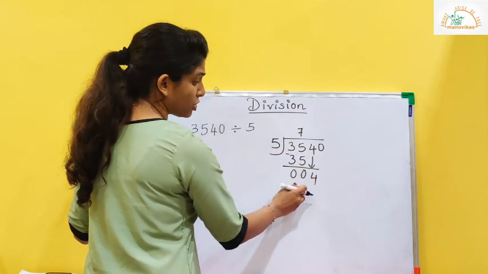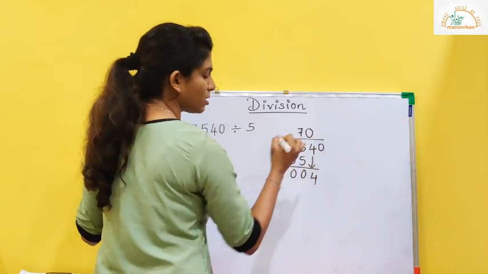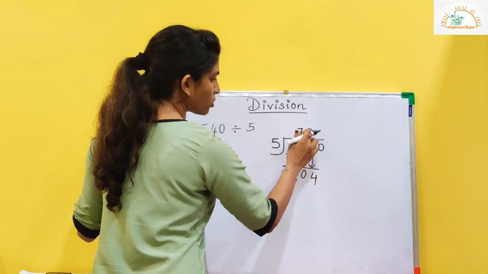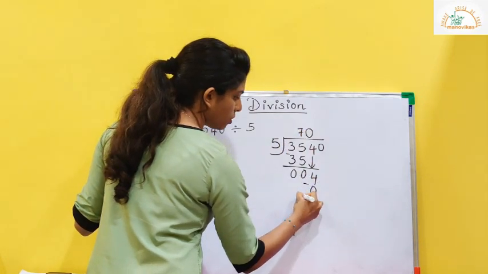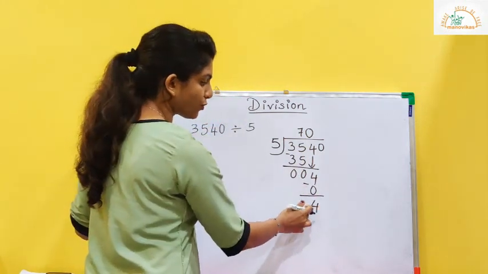As you see here, 4 is smaller than 5. When this number which is brought down is smaller than the divisor, we have to add a 0 in the quotient. Okay, so it is 5 zeros are 0. I get 4. Okay, 4 minus 0 is 4.